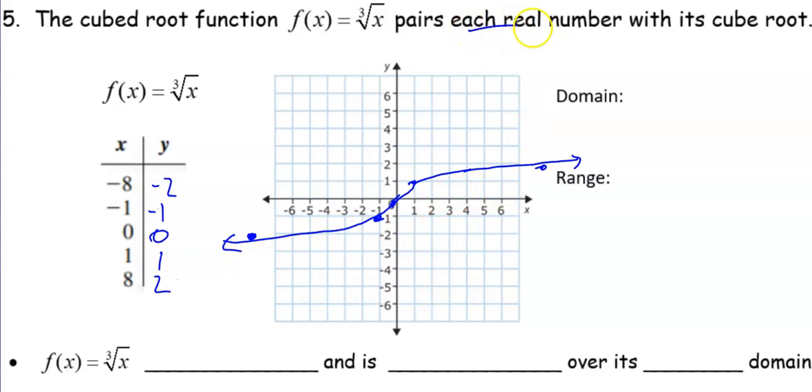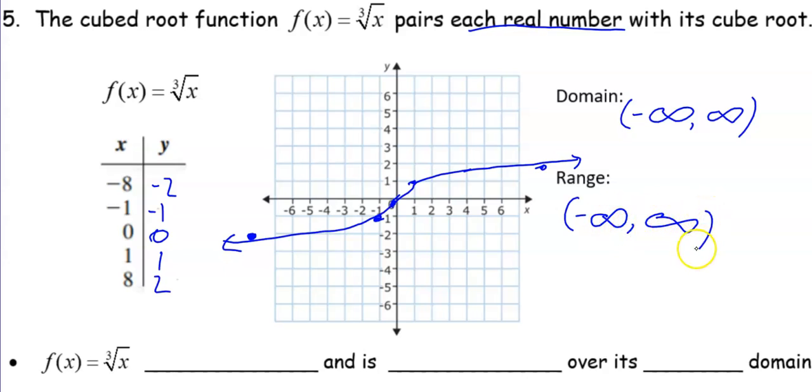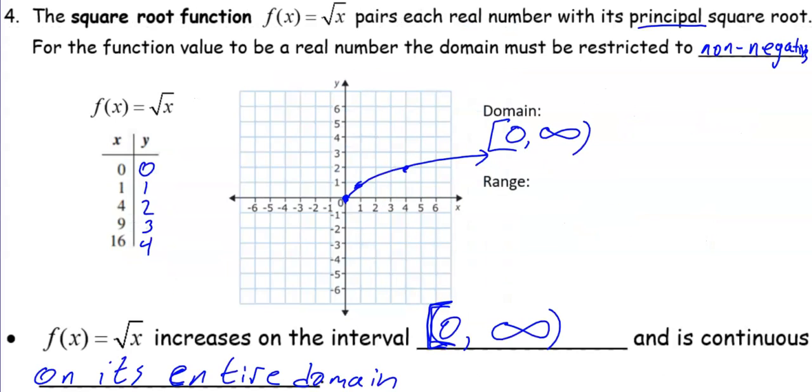And notice here it says each real number. So again, we're going back to a domain of negative infinity to infinity because we can take the cube root of any number. And when I take a cube root of a negative number, it kicks out real numbers. You know what? Did I go over range? I did not go over range on this one. Gosh darn it. No one stopped me.